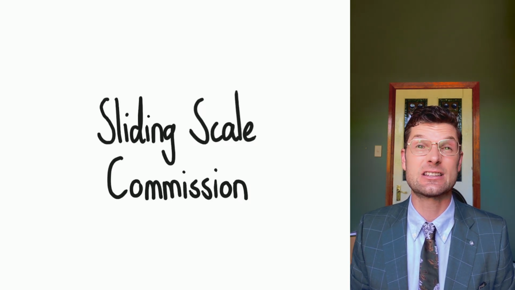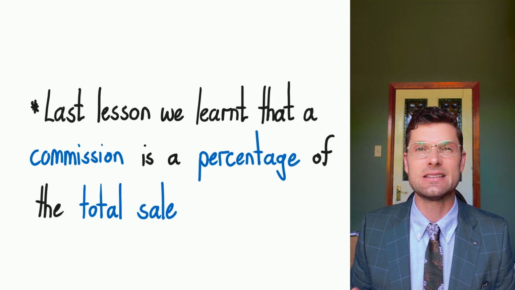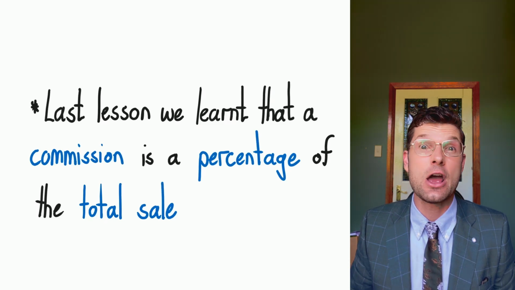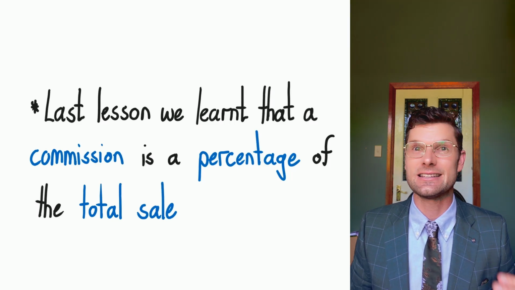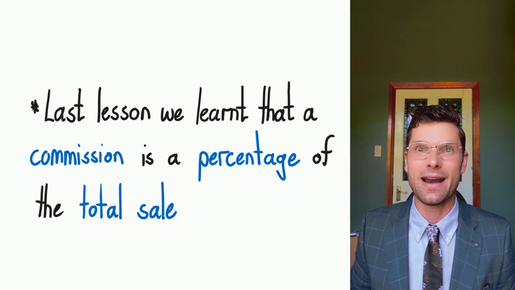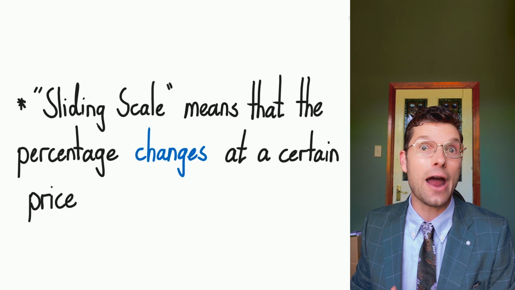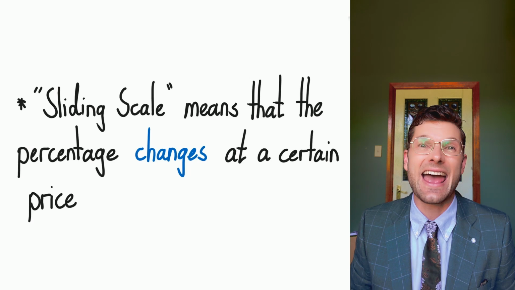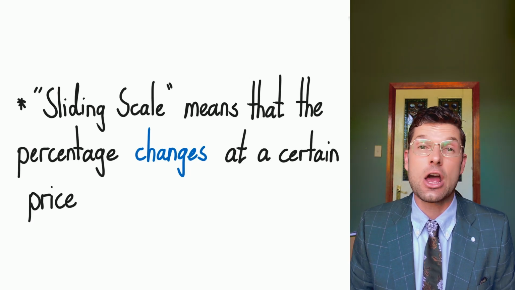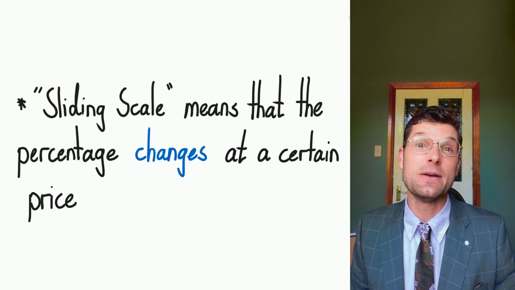Today we're going to look at something called sliding scale commission, and this is how commission works in the real world. Last lesson we saw that commission is a percentage based on how much you sell. So it's there to incentivize employees to work as hard as they can because the sales are directly tied to the amount of money that they make. The only difference between last lesson, which was just commission, and sliding scale commission is that the sliding scale means the percentage changes at specific selling points.